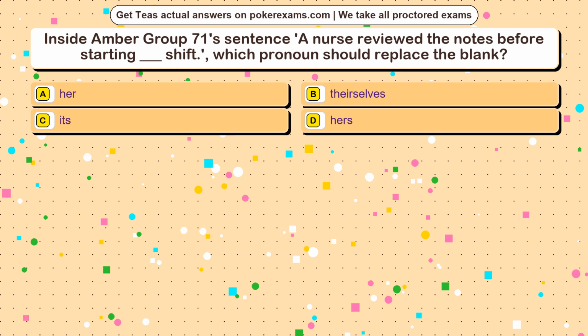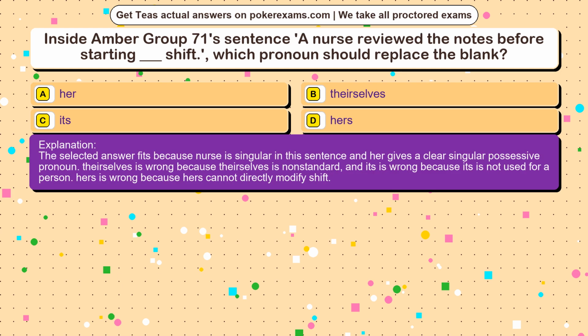The correct answer is option. The selected answer fits because nurse is singular in this sentence and her gives a clear singular possessive pronoun. Theirselves is wrong because theirselves is non-standard, and its is wrong because its is not used for a person. Hers is wrong because hers cannot directly modify shift.